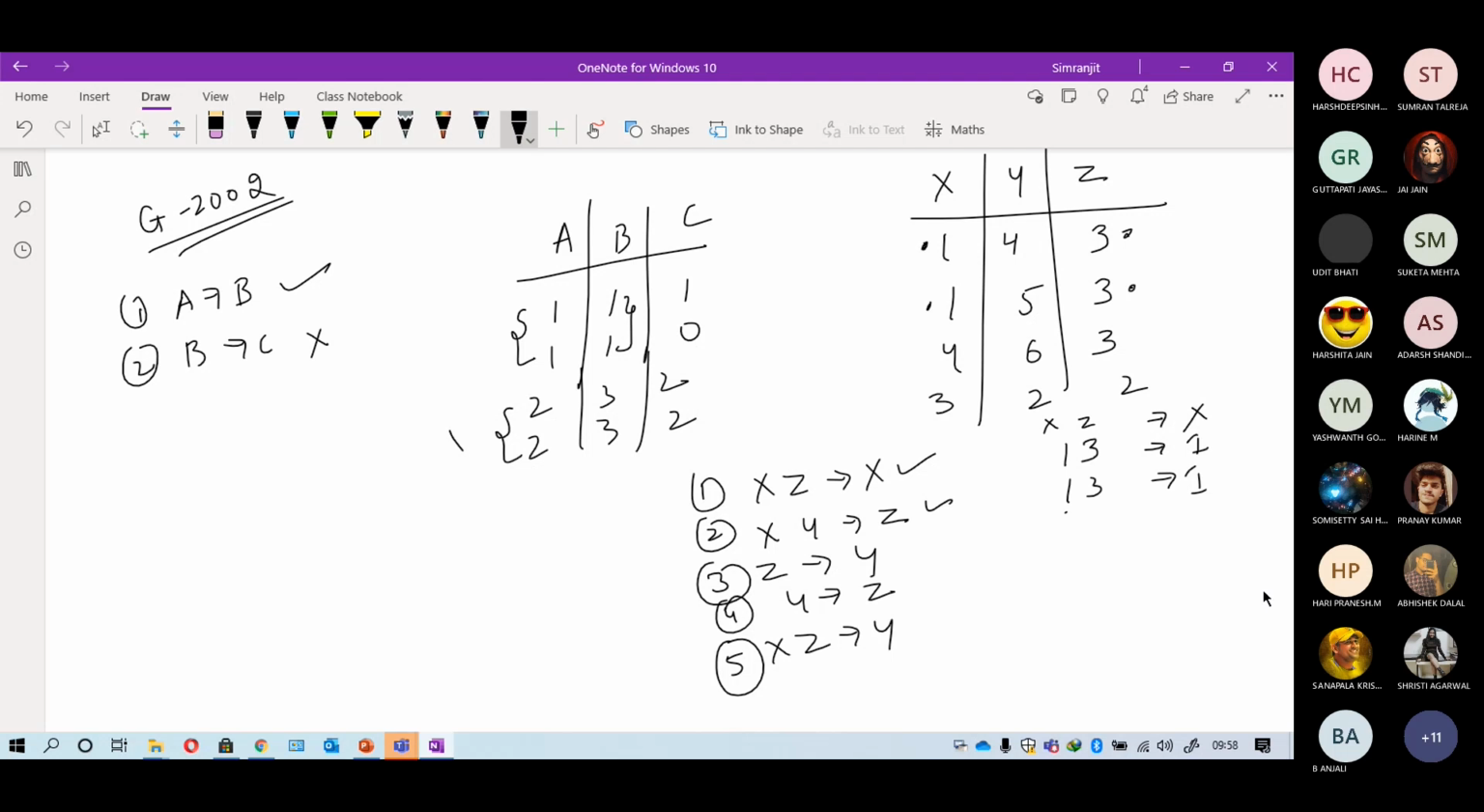Just let me know if you're facing any doubt, because it's very important to understand. Now XY tends to Z. If you're facing difficulty, always try to write the elements which are repeating. XY: 1 4, 1 5, 4 6. Every element is unique. If you're seeing here in XY, 1 4, 1 5, no element is repeating, you can directly say it is functionally dependent. So this is an easy way to check it.